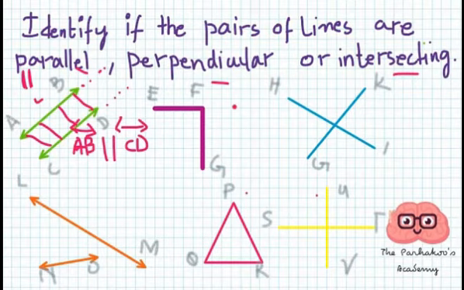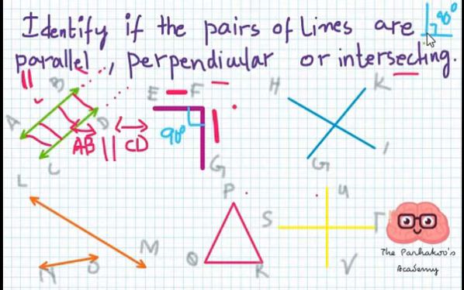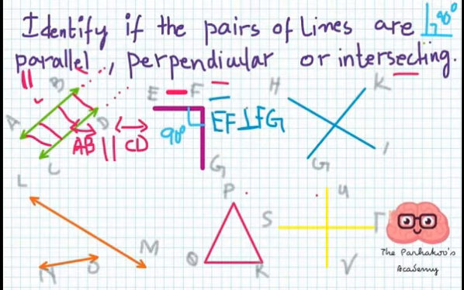Let's see this one, which is line segment EF and FG. If you might have noticed, they are forming a 90-degree angle. So these two line segments, EF and FG, are perpendicular to each other. So this is the sign of perpendicularity. This is how we write them.